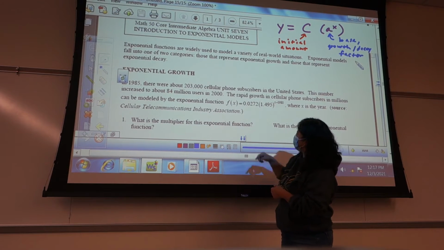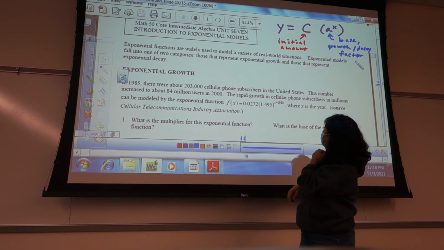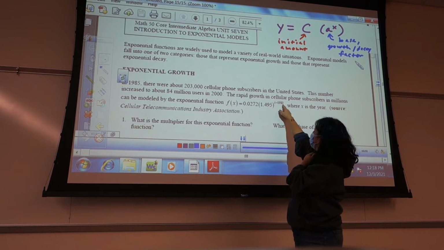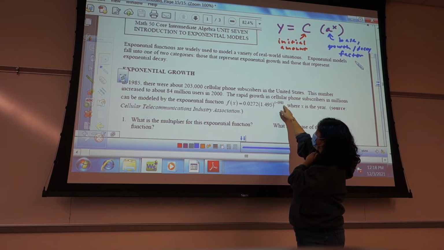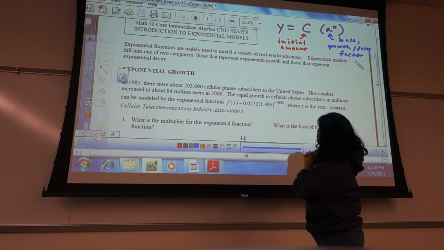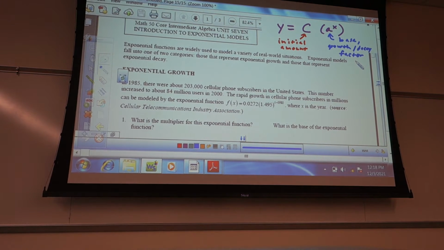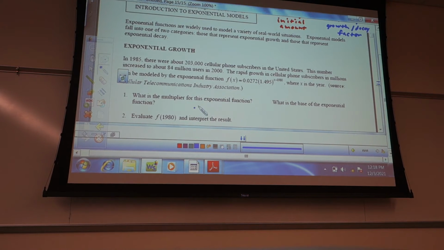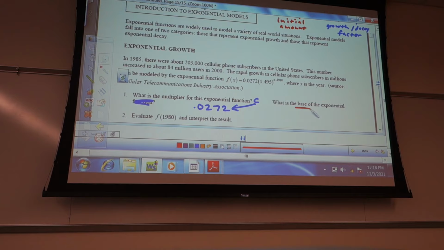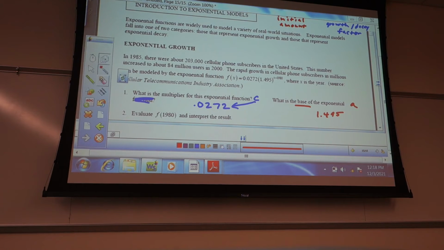They didn't tell you in 1980, but okay. Well, it says in 1985 at the right. Right, but they talked about 1980 as my initial amount. Initial was my starting spot. But let me ask you this: what's the multiplier? What's my initial amount? 0.0272, my C, right? What's the base? What's my A? 1.495. Good? Oh, I should at least keep the colors consistent, right?